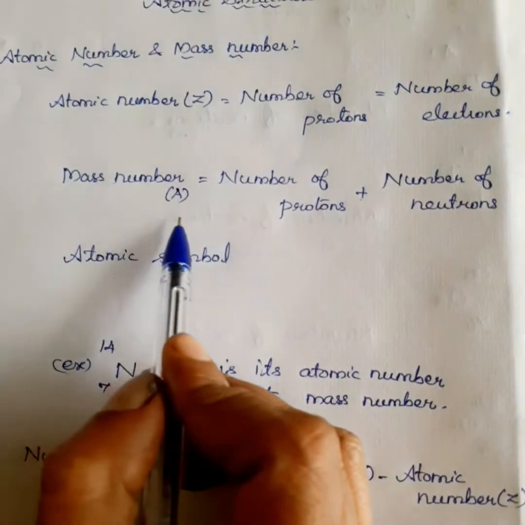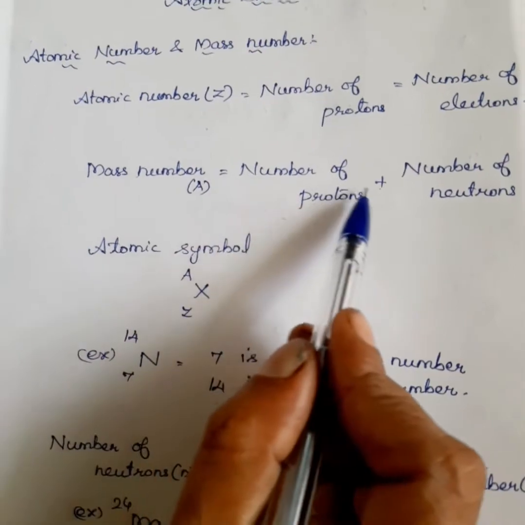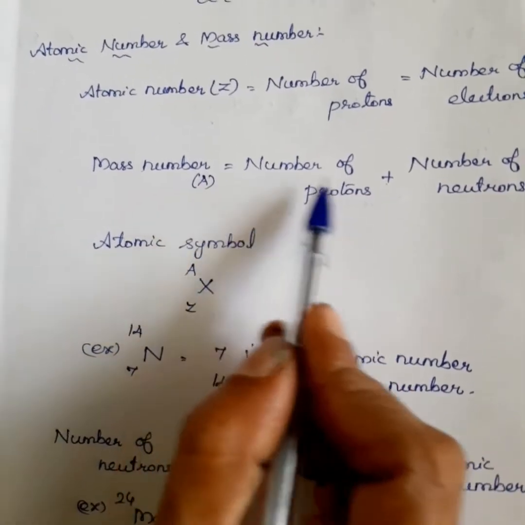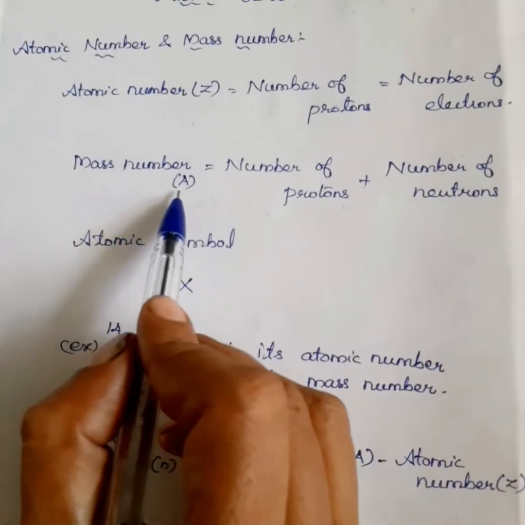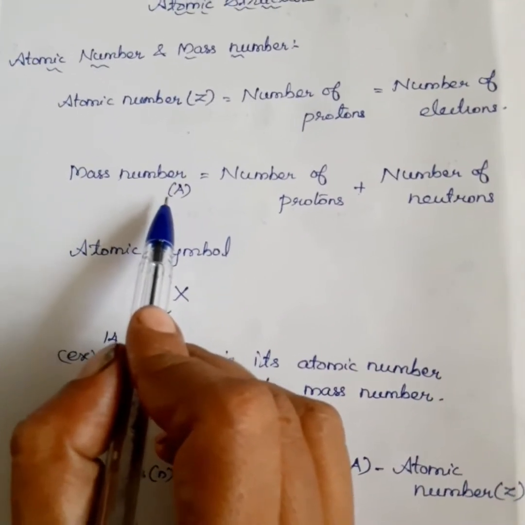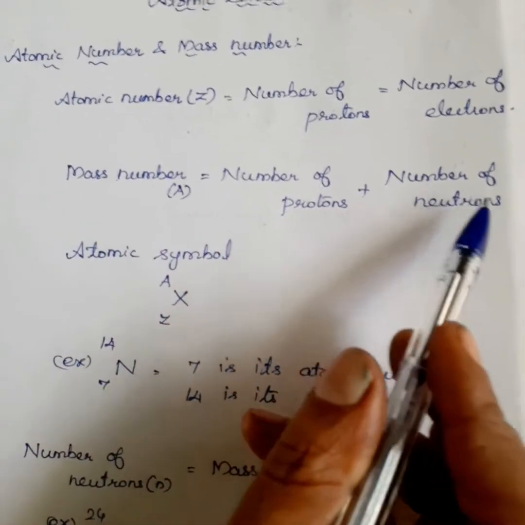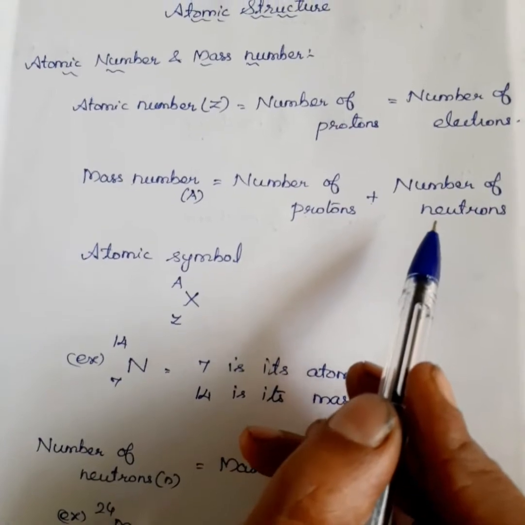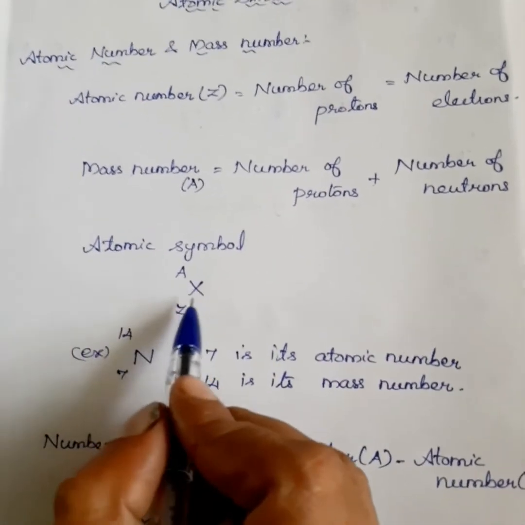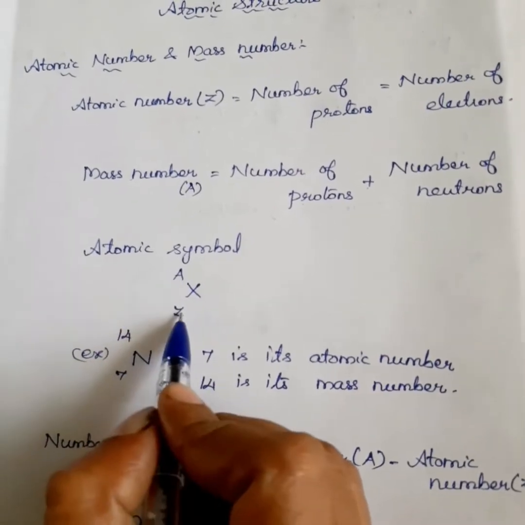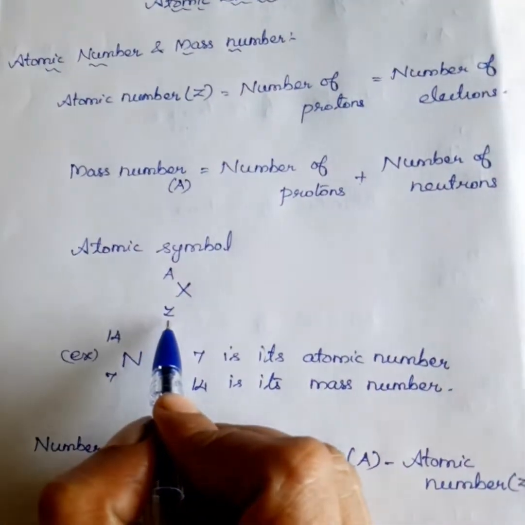Next, mass number. The mass number of an atom is defined as the sum of the number of protons and the number of neutrons. It is denoted by A. So the mass number of an atom is equal to the number of protons plus the number of neutrons. How do you write the atomic symbol? It is written as X with A and Z, where A is the mass number and Z is the atomic number.